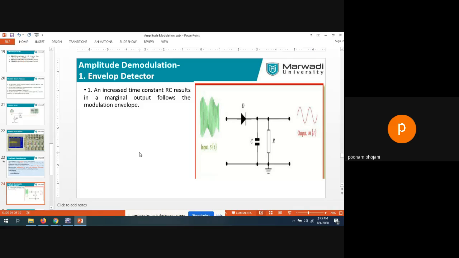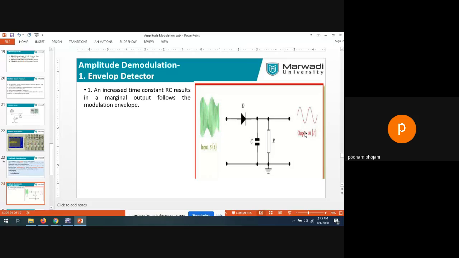Okay, so that we will see in the Multisim also. An increased time constant RC results in a marginal output that follows the modulation envelope. I already told you in one of the experiments that RC is also denoted as the time constant. If the capacitor is charging and discharging, then the time of charging and discharging depends upon this RC time constant.